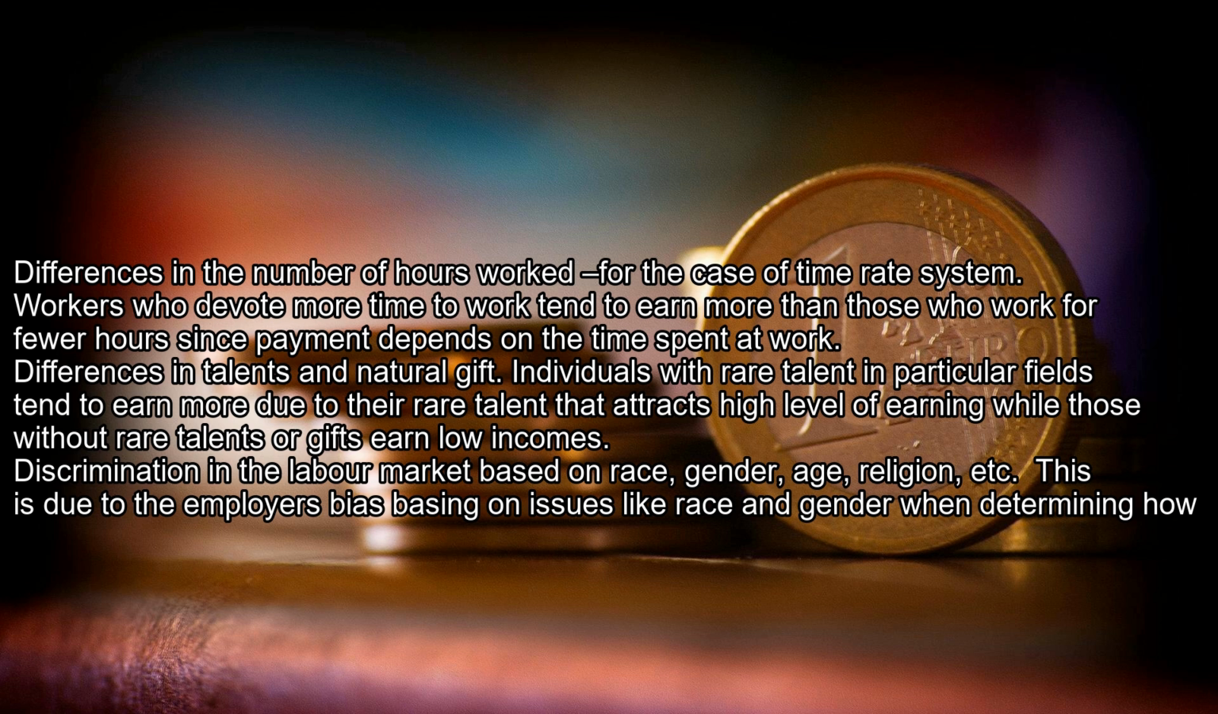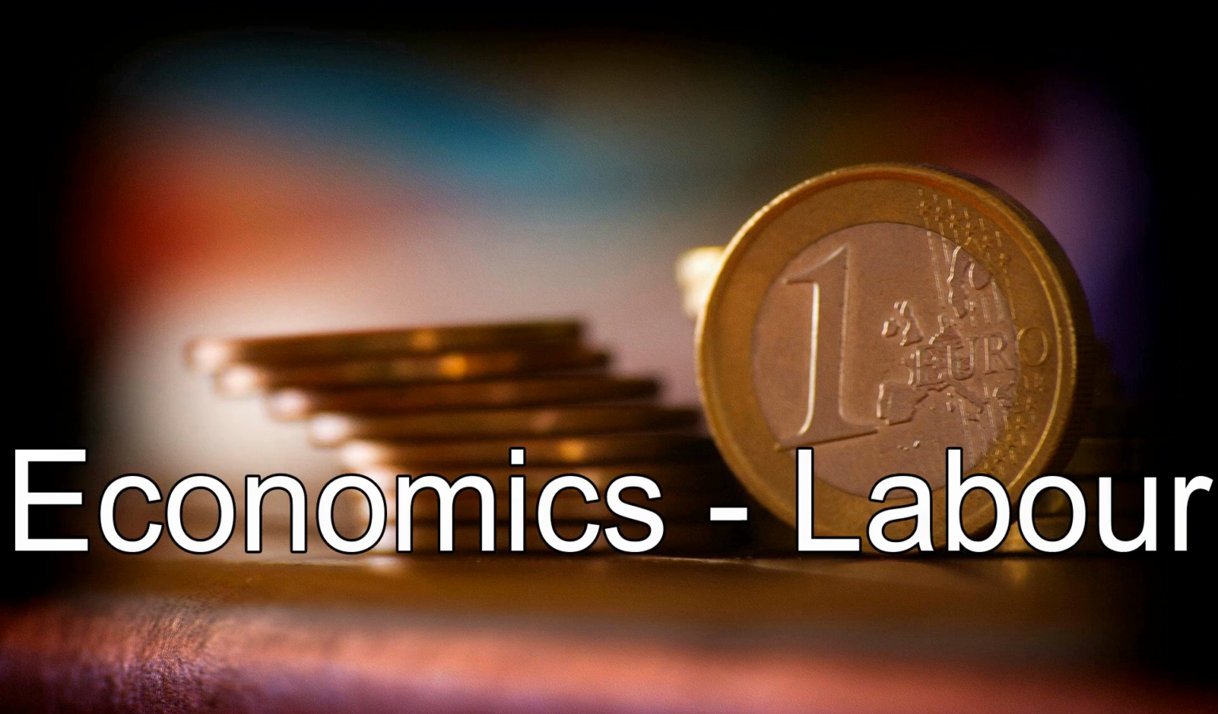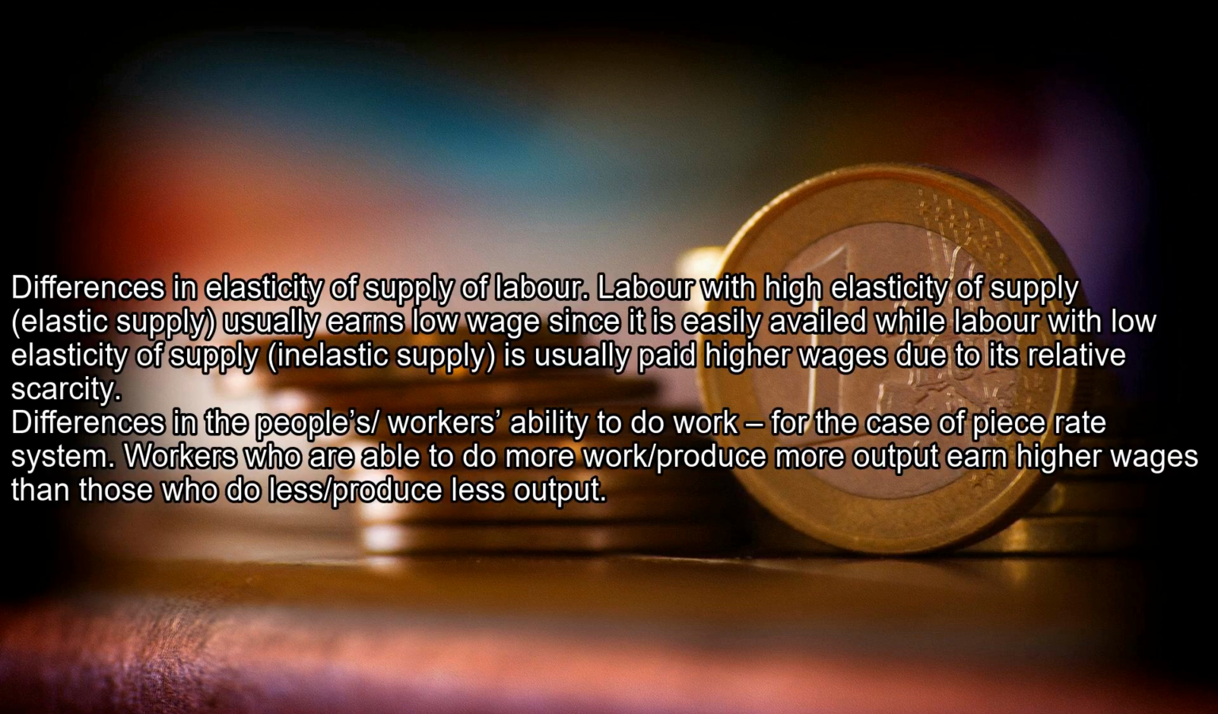Discrimination in the labor market based on race, gender, age, religion, etc. This is due to the employer's bias based on issues like race and gender when determining how to pay labor. Differences in elasticity of supply of labor. Labor with high elasticity of supply usually earns a low wage since it is easily available, while labor with low elasticity of supply is usually paid higher wages due to its relative scarcity.